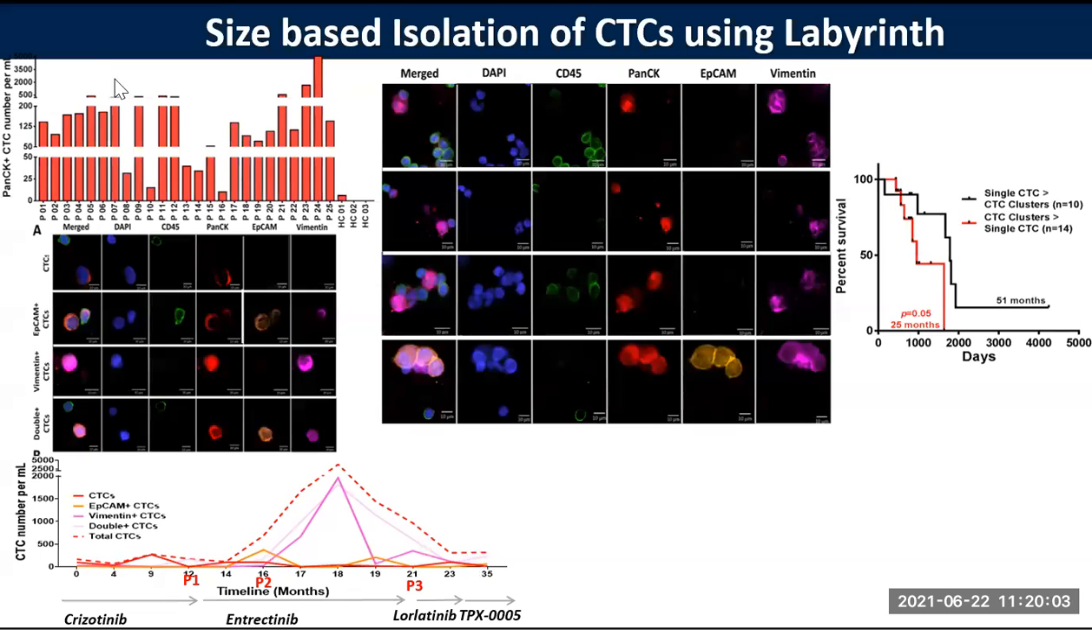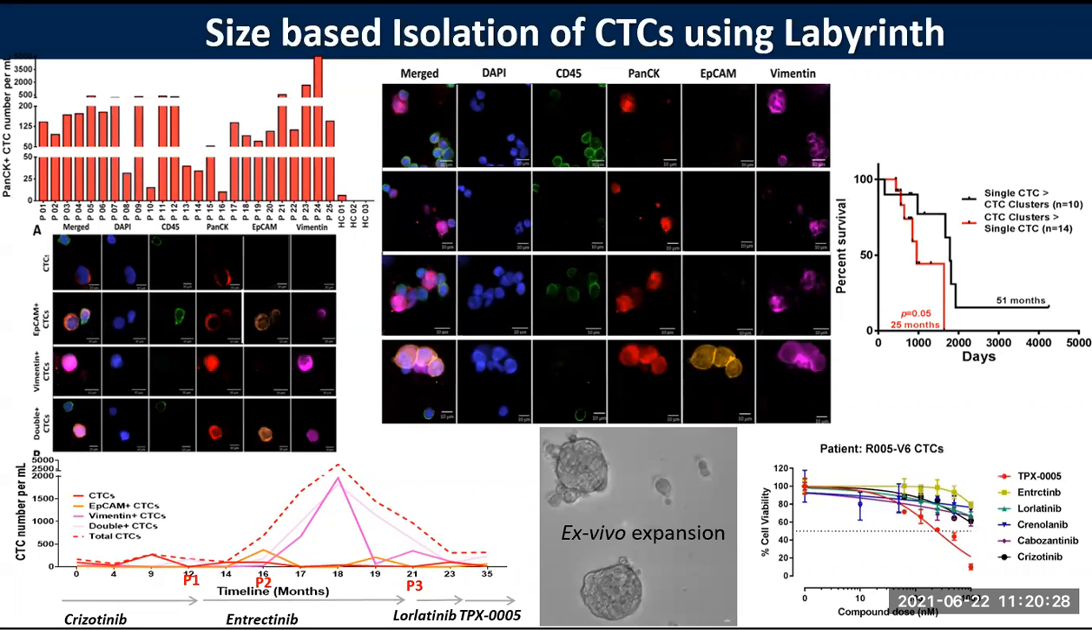We're not only able to isolate the cells in significant numbers, but we can also follow the CTCs through the treatment cycles. So you can monitor the phenotypic variation in these subpopulations as the patient undergoes treatment. We can also isolate clusters of CTCs, and we have shown that the presence of these clusters has prognostic significance. Besides this topic, we can also expand the CTCs isolated from the microfluidic labyrinth, culture them, and use them to screen for targeted therapies.